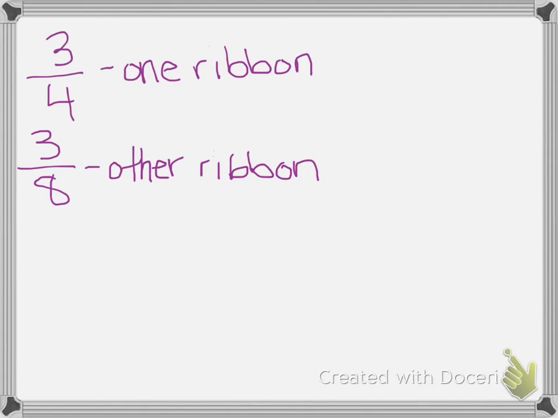Number 3 says, Erna is making 2 types of bows to sell at a craft fair. She wants to make a sample of each type to show her teacher. She needs 3/4 yards of ribbon for one type and 3/8 yards of ribbon for the other. How much does she need in all? So we want to know in all, so we are adding. So we have 3/4 plus 3/8.